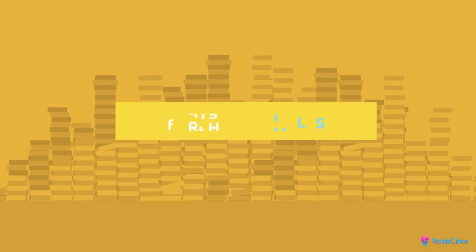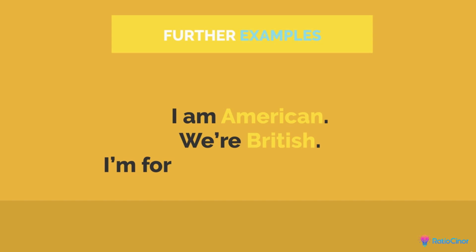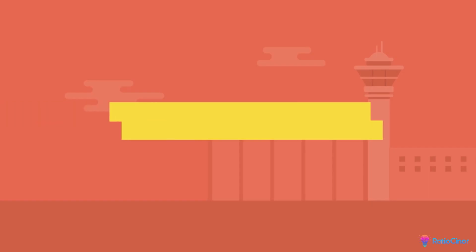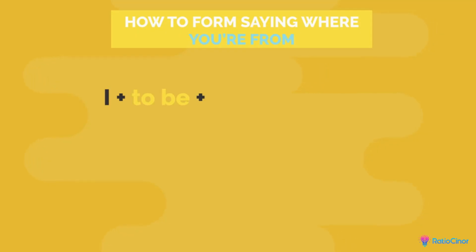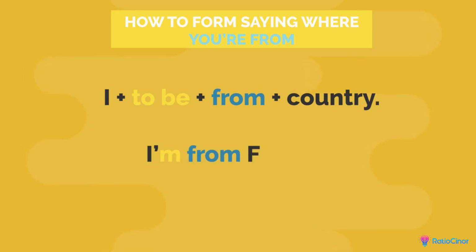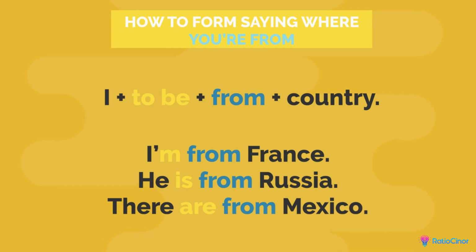Further examples. I am American. We're British. I'm from France. I'm French. How to form saying where you're from. I plus to be plus from plus country. I'm from France. You use the noun after from. He is from Russia. They are from Mexico.